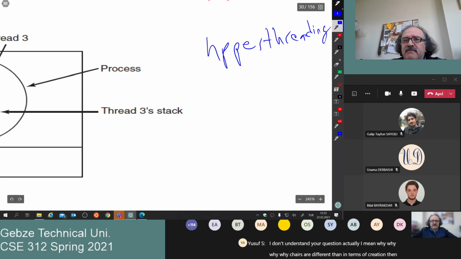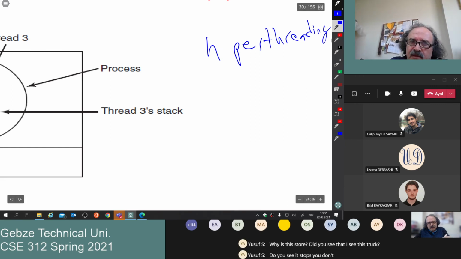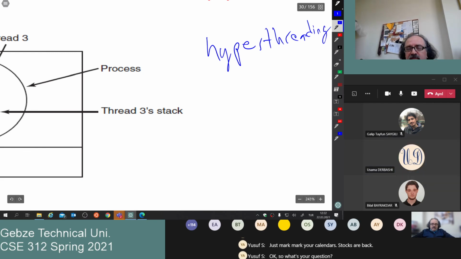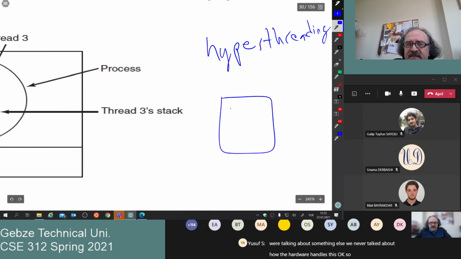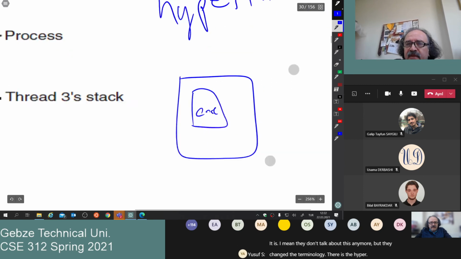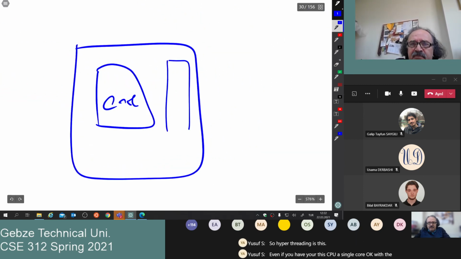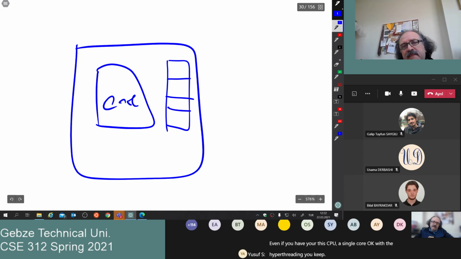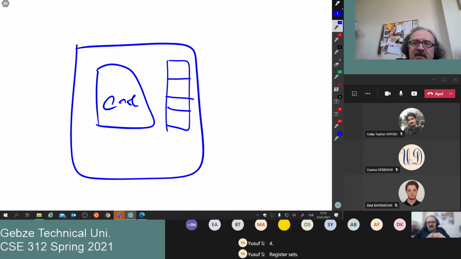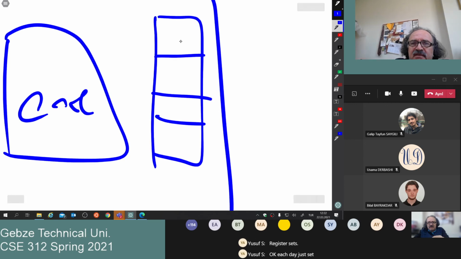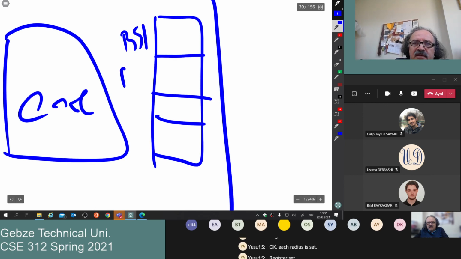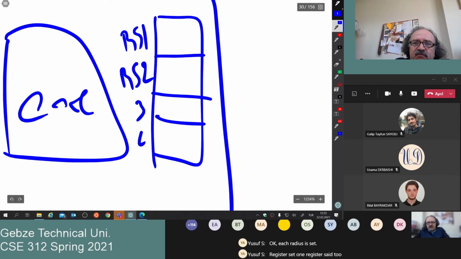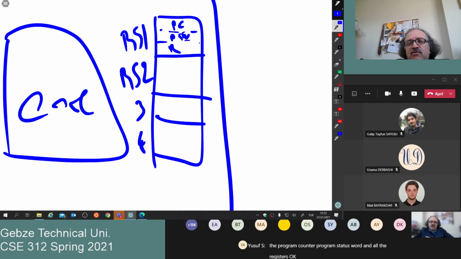You heard about this? Hyper threading? Yes. So hyper threading is this. Even if you have a CPU with a single core, with hyper threading you keep 4 register sets: register set 1, 2, 3 and 4. Each one has the program counter, program status word and all the registers. So you keep 4 different register sets.